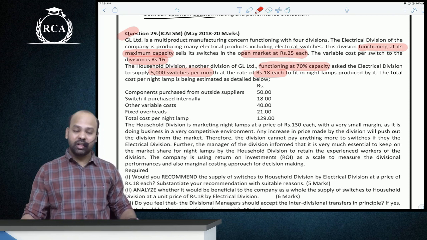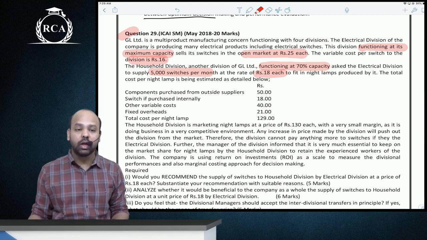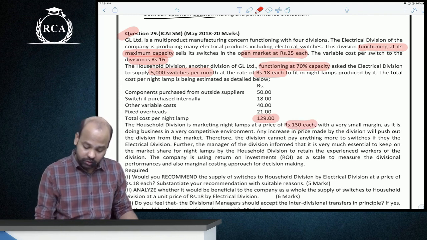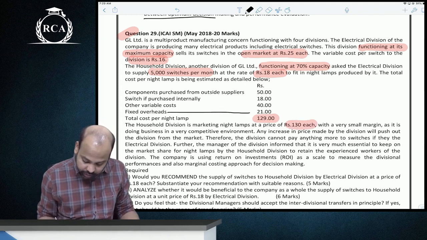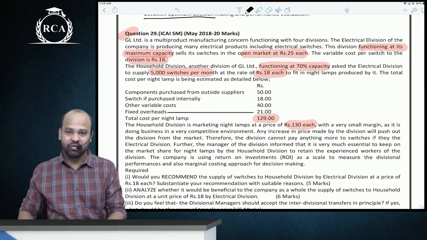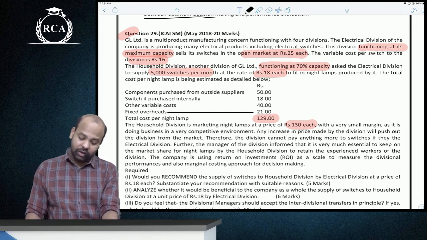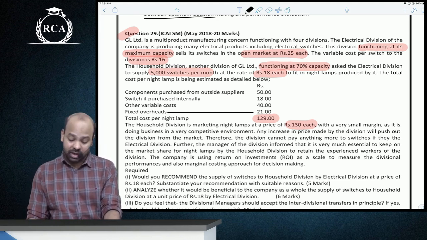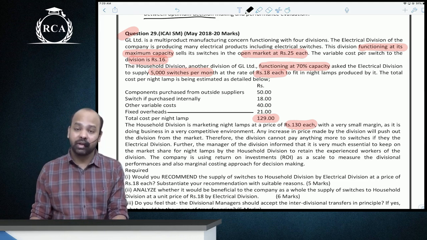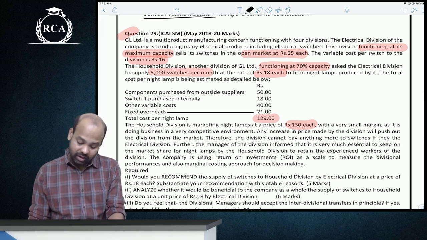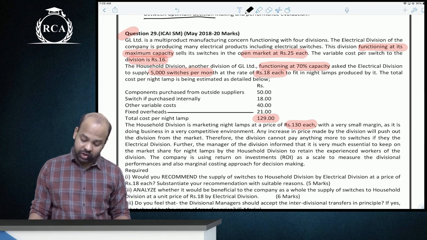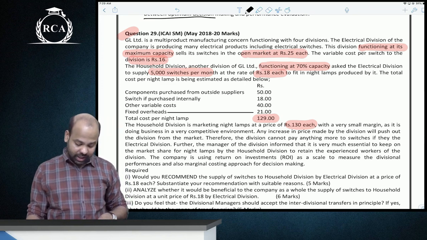The household division is marketing night lamps at a price of 130 rupees each. Their total cost is 129. They're selling it at 130. Let us not forget that the overall cost includes fixed overheads of 21 rupees. So the household division is marketing night lamps at a price of 130 rupees each with a very small margin, as it is doing business in a very competitive environment. Any increase in price made by the division will push out the division from the market. Therefore, the division cannot pay anything more for the switches from the electrical division.